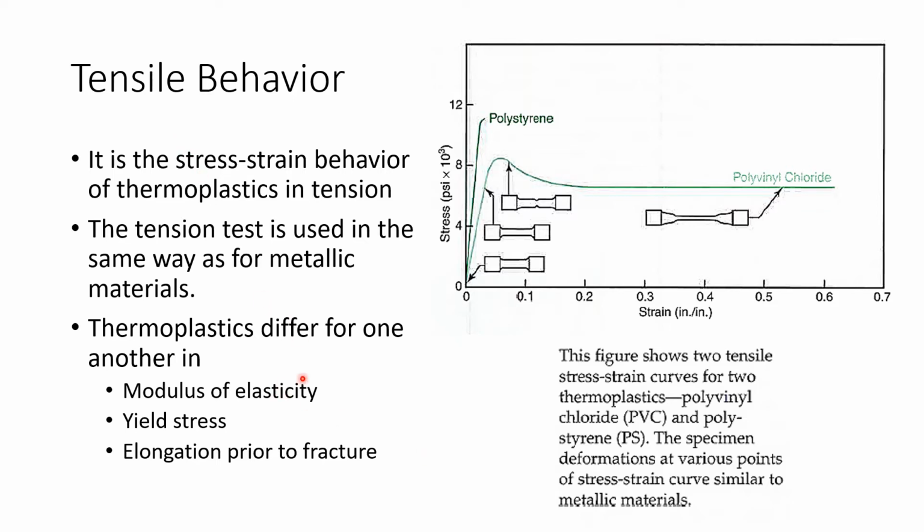Okay, so plastics differ from one another. And how do we differentiate the plastic? By looking at the modulus of elasticity, yield stress, and elongation before fracture. When you take a look at this picture from the handout, it's showing you 2 tensile stress strain curves, right? One here, one there. So we have 2 thermoplastics. One is polyvinyl chloride, your PVC, and the other one is PS, which is your polystyrene.